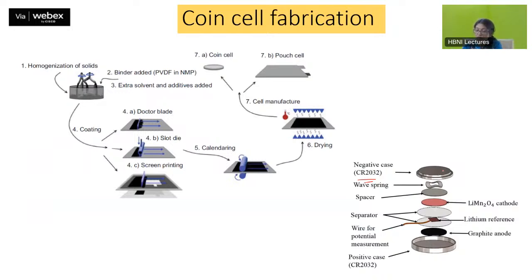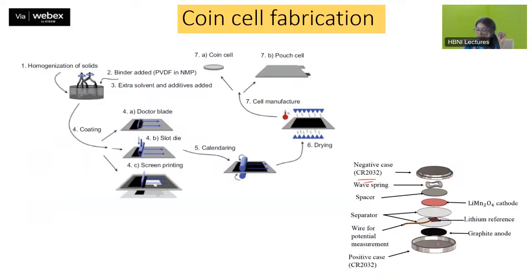So what you have over here is a negative case. Then you have a wave spring, which is the thing which is going to prevent the touching of this spacer with the negative case. Then you have the cathode material, as you can see over here, which is in pink. Then you have the separator. Then you have a lithium reference. This is the wire for the potential. Then you have a graphite anode, and then you have the positive case of the battery. So this entire thing is clipped in.